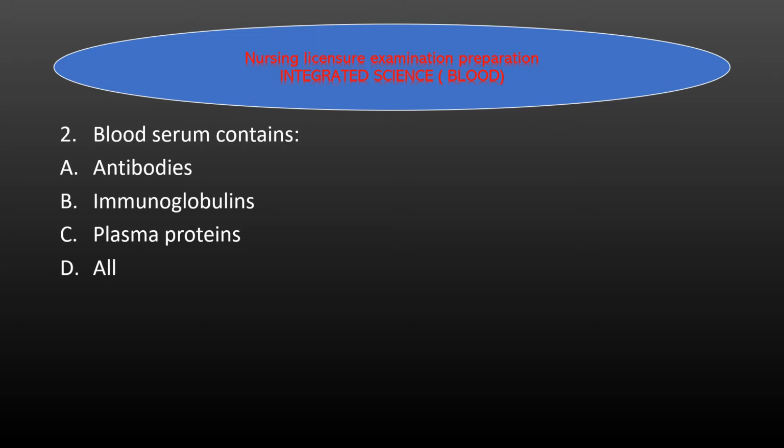Question number 2. Blood serum contains option A antibodies, option B immunoglobulins, option C plasma protein, option D all. And the correct answer is all. Blood serum contains everything which is given in the options. Those are antibodies, immunoglobulins and plasma protein.